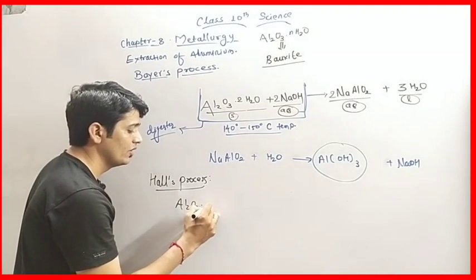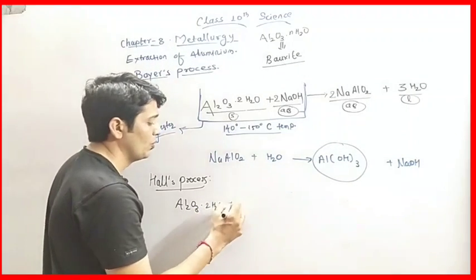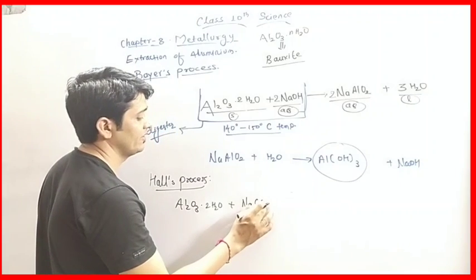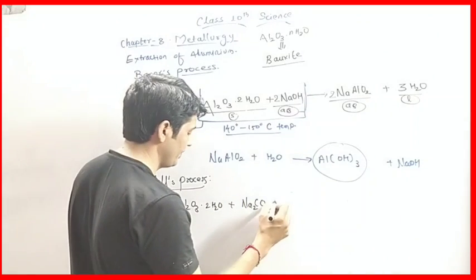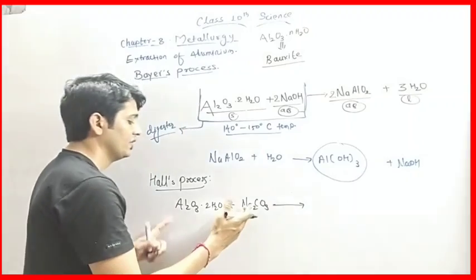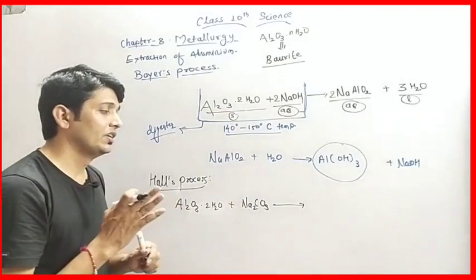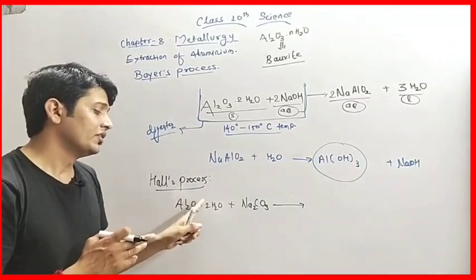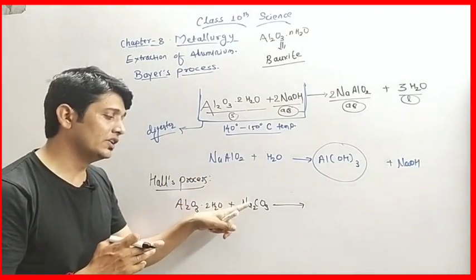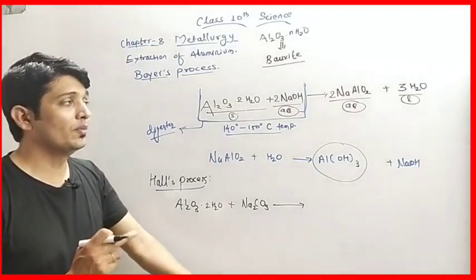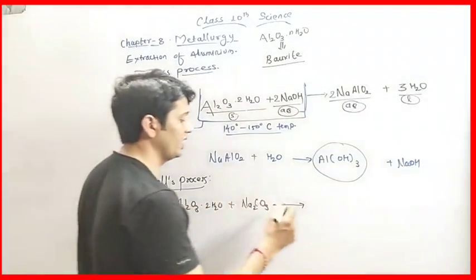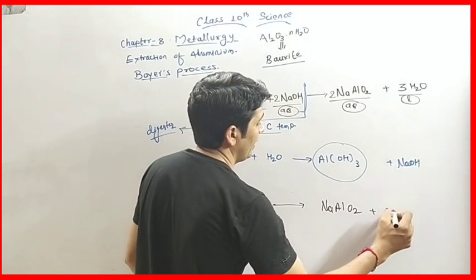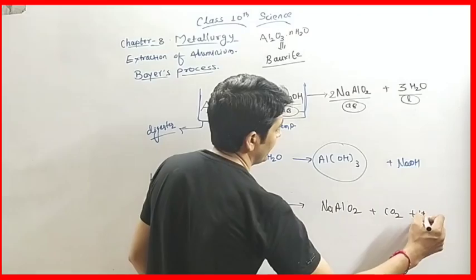Okay, so Al2O3·2H2O plus sodium carbonate solution, it is Na2CO3. Okay. Then this mixture is heated up to a certain temperature, and then this aluminum oxide is dissolved in sodium carbonate solution to form sodium meta-aluminate, that is NaAlO2, and carbon dioxide and water are formed.